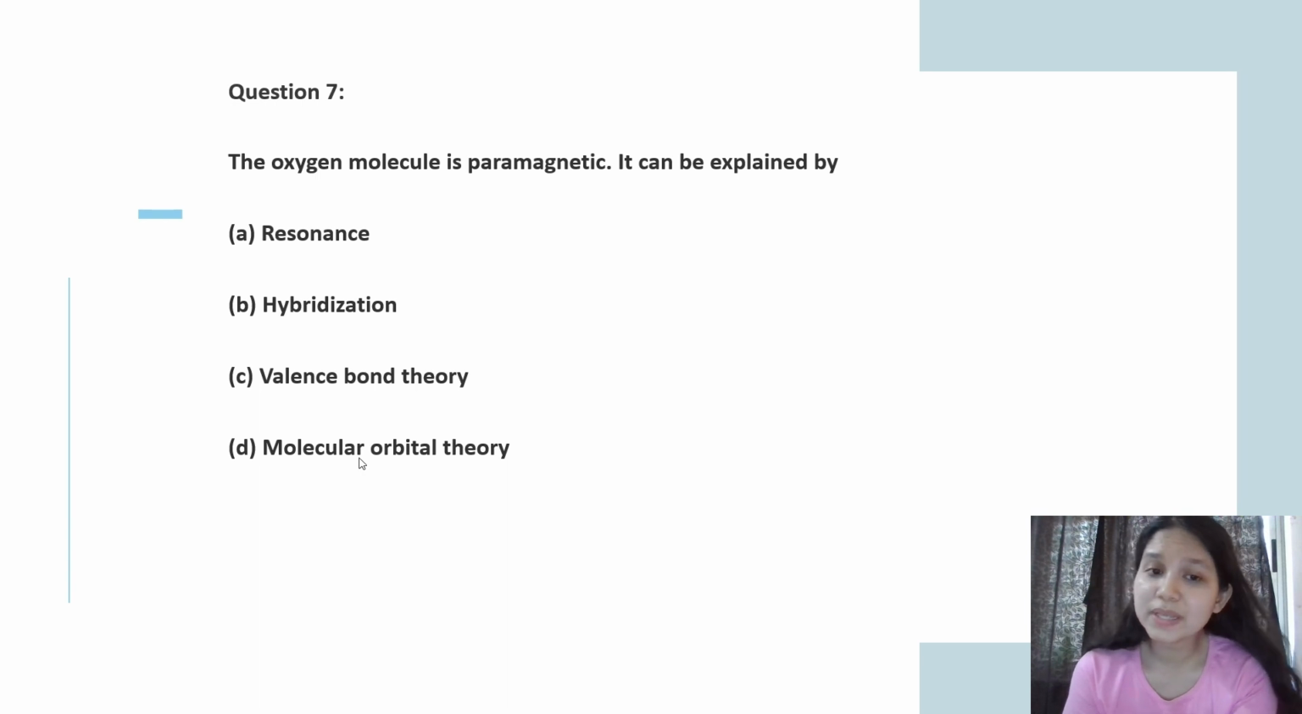The oxygen molecule is paramagnetic. It can be explained by which of the following theories? I hope this is a very simple question, since we have already found out the paramagnetic species in the earlier question, question number 6. So you can easily find out which of these theories can explain that the oxygen molecule is paramagnetic. What will be the answer? Anyone?